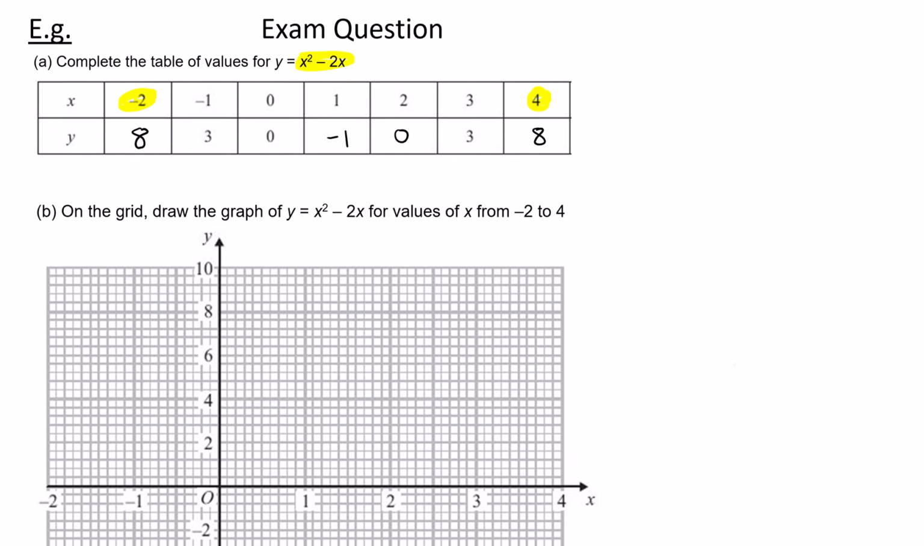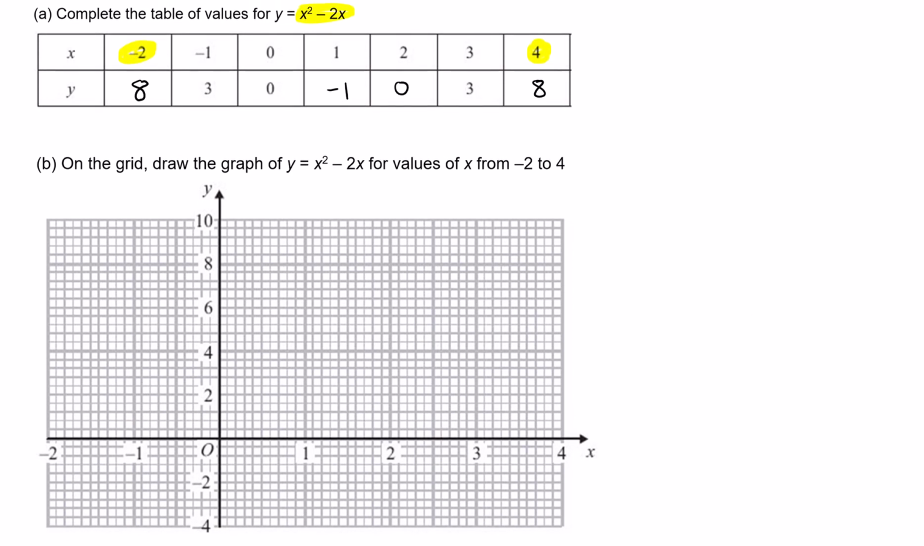And then we plot. So I'm going to plot -2, 8. So -2, 8 is there. And then -1, 3. So 3 is in the middle between 2 and 4. There. 0, 0 is here. 1, -1. So again, -1 is in the middle between 0 and -2. 2, 0. 3, 3. Again, 3 is in the middle between 2 and 4. And then 4, 8.